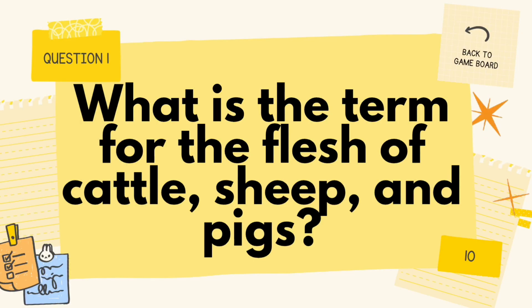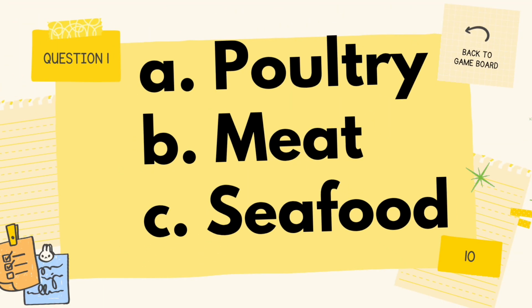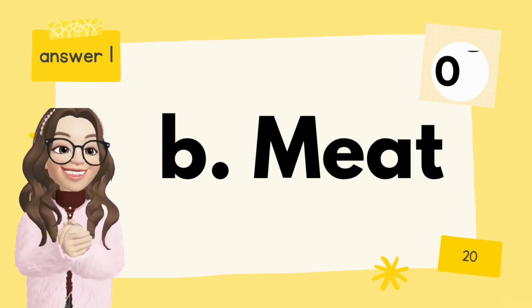1. What is the term for the flesh of cattle, sheep, and pigs? A. Poultry. B. Meat. C. Seafood. Answer B. Meat.